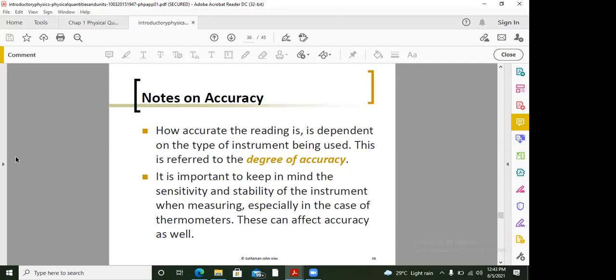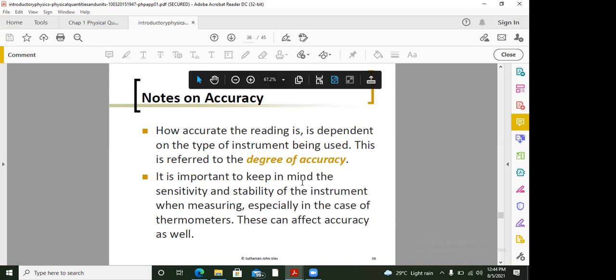Suppose we have a centimeter scale, a half meter ruler, a measuring tape, right? Secondly, we have a Vernier caliper, a micrometer screw gauge, right? So these are the instruments with different precision and different accuracy used for measuring only length.